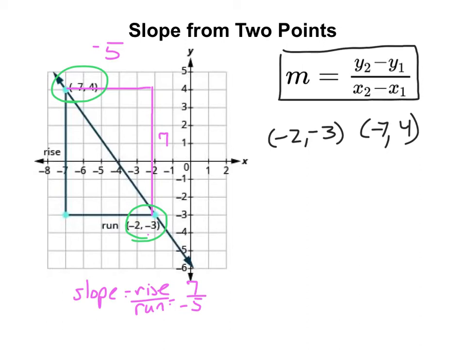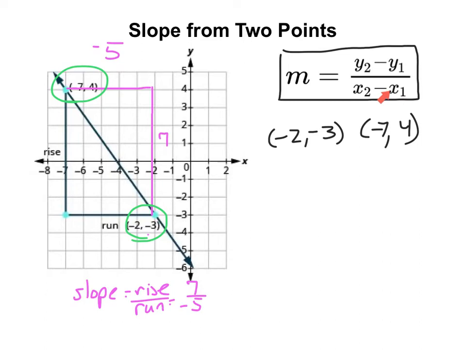And this formula says slope, which is represented by the letter m, is equal to the y value for the second point minus the y value for the first point, divided by the x value for the second point minus the x value for the first point.